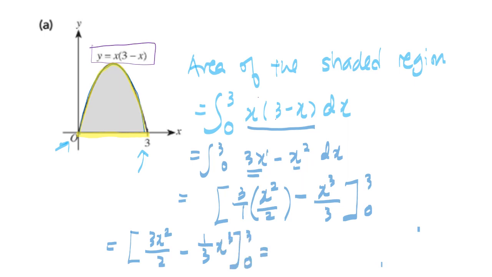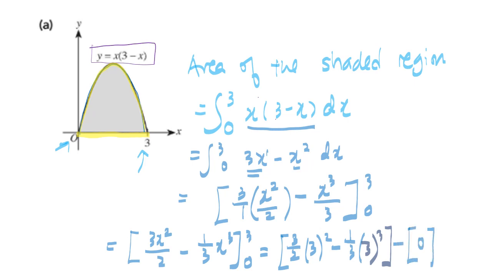Right, we substitute x equals 3 first. So that will be 3 over 2 bracket 3 squared, minus 1/3 bracket 3 cubed, close it. Minus, now we substitute x to be 0, and you will get 0, right? Because 3 times 0 over 2 is 0, minus 1/3 times 0 gives you 0.